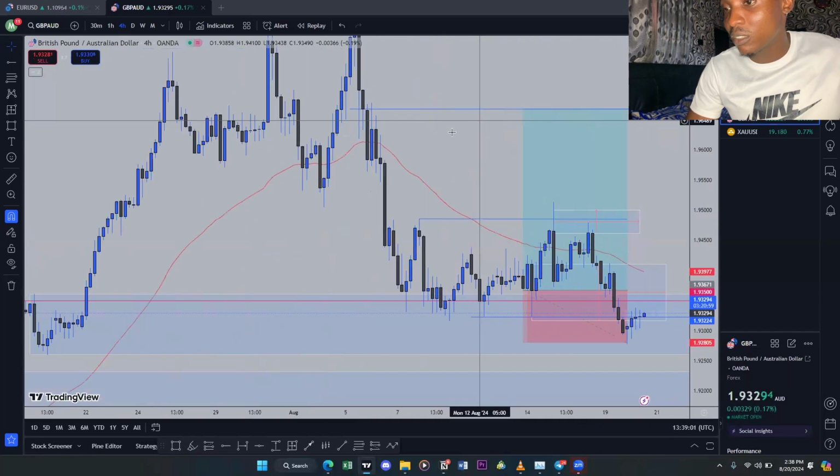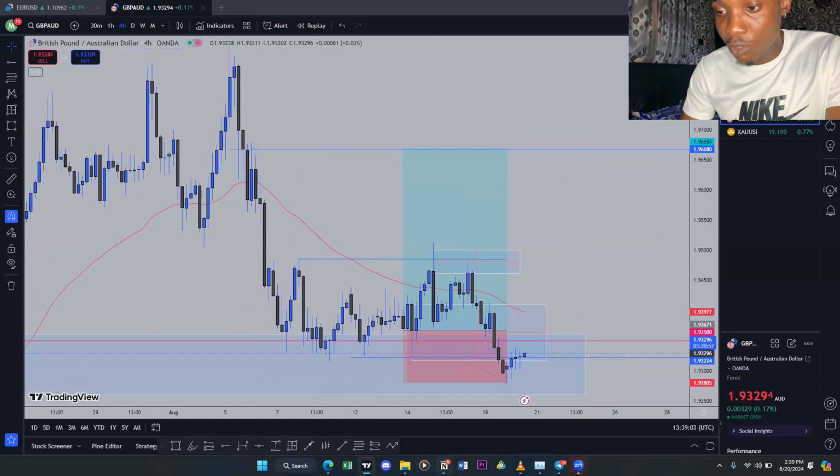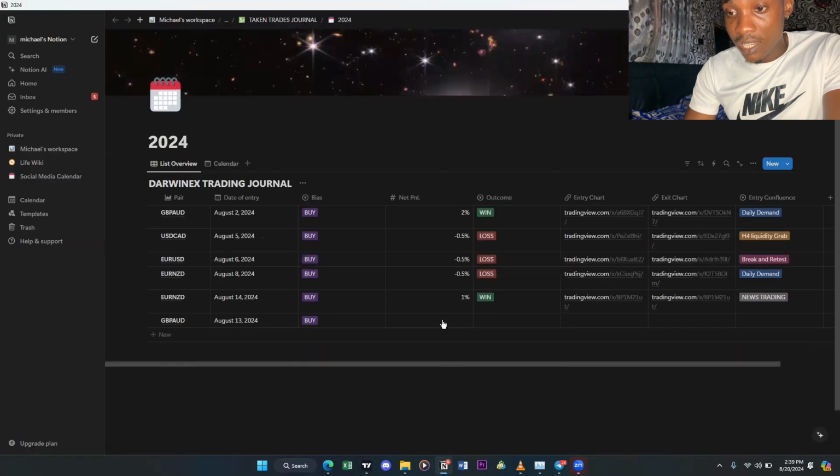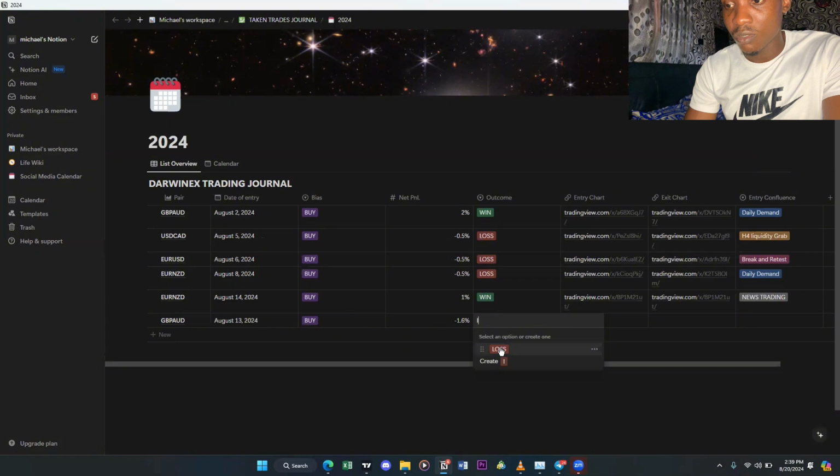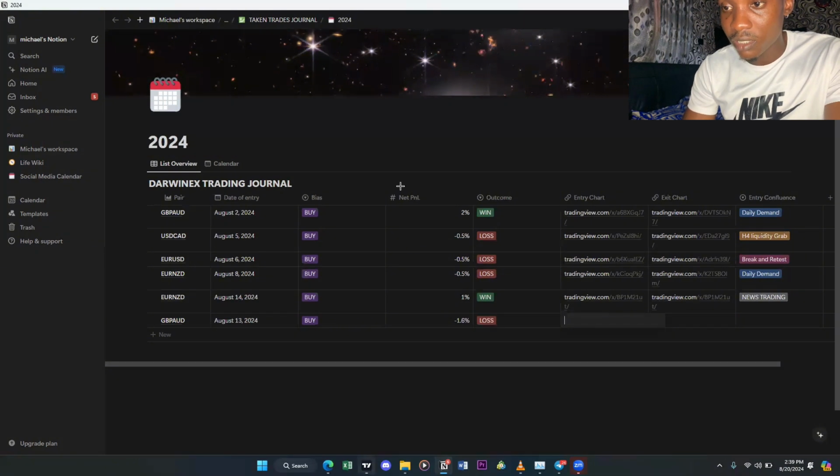I am actually pissed. Let me do something right now. Let me journal this. In my trading journal, I lost minus 1.6 on this trade. Was that 1.6? Yes, 1.6. I actually lost minus 1.6 on this trade. This was a loss, so let me document this.